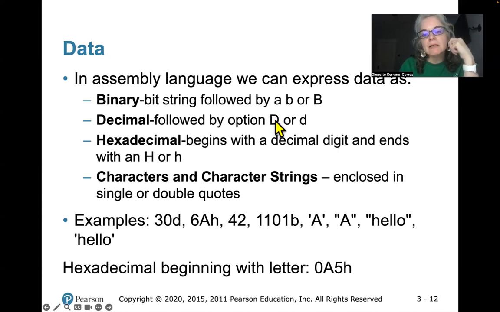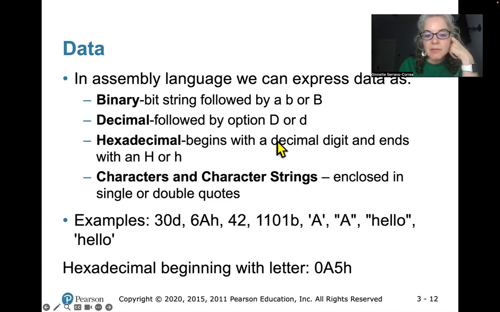Decimal can have a D. Again, these can be capital or lowercase. It can have a D, and it's optional. So if I don't put anything after, like 42, then automatically it is defaulted to a decimal.